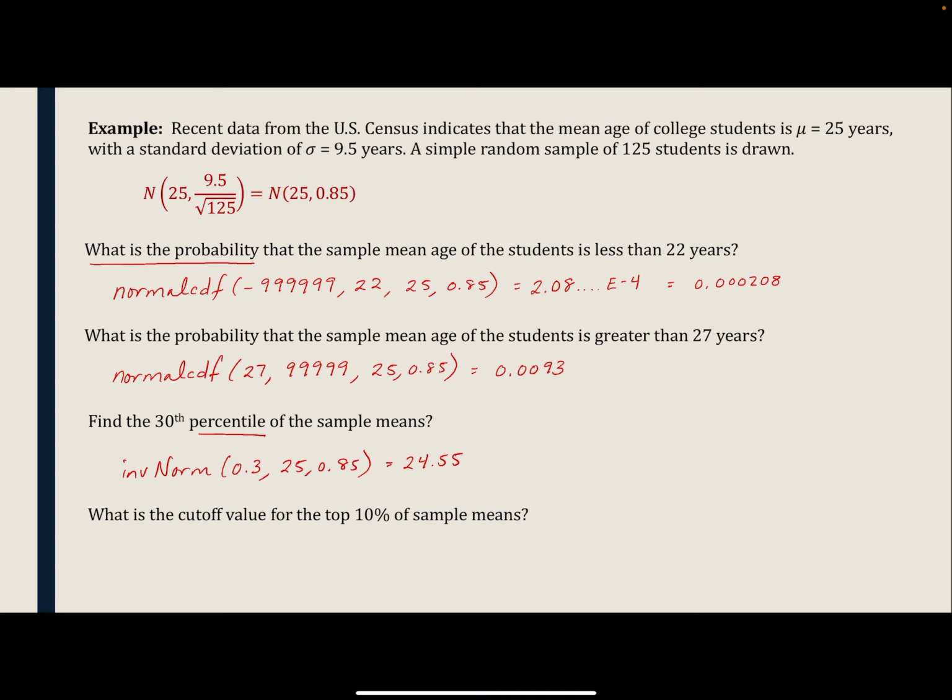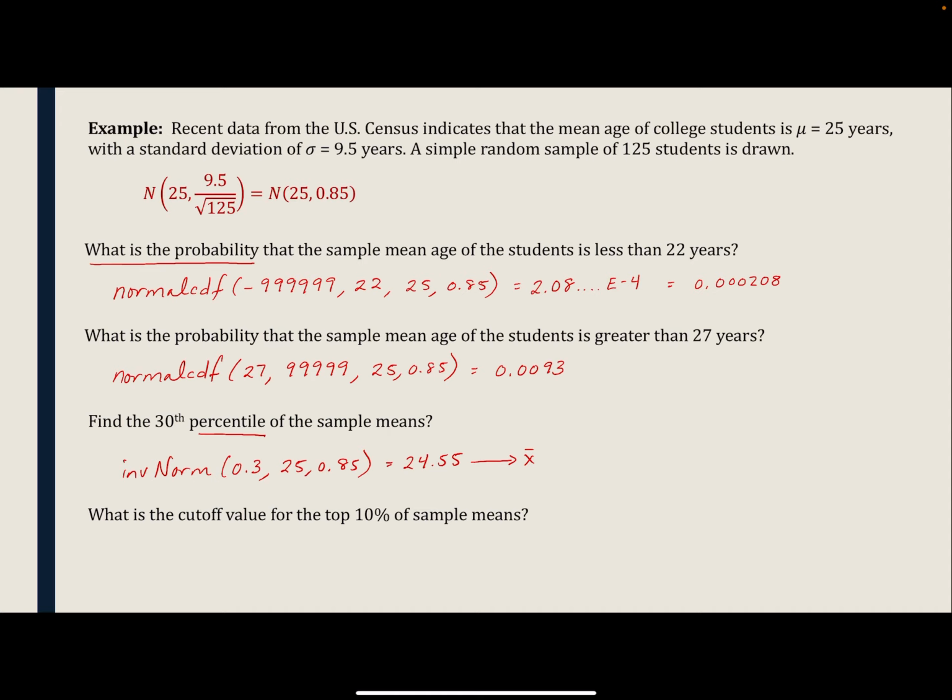24.55. This is not a percent. This is a sample mean. This is an X bar. This is saying that getting a sample mean of 24.55 when the sample size is 125, that there's a 30% chance of seeing that sample mean or something smaller.